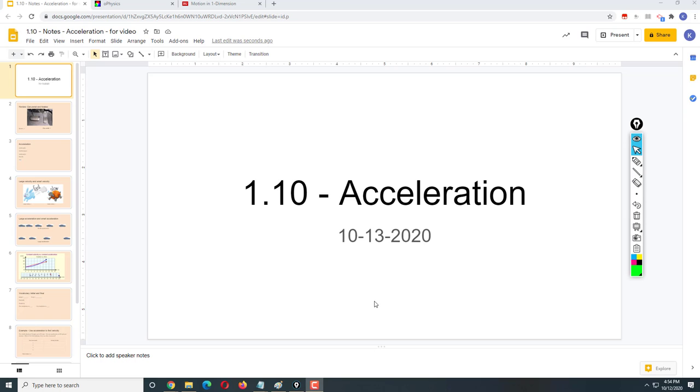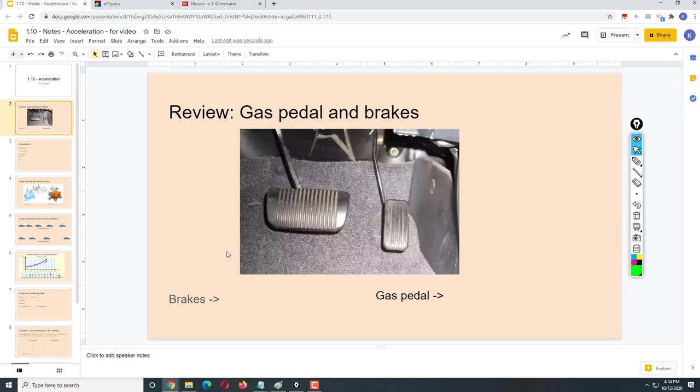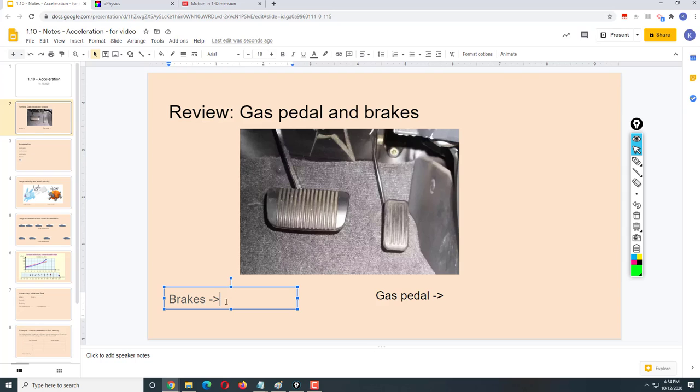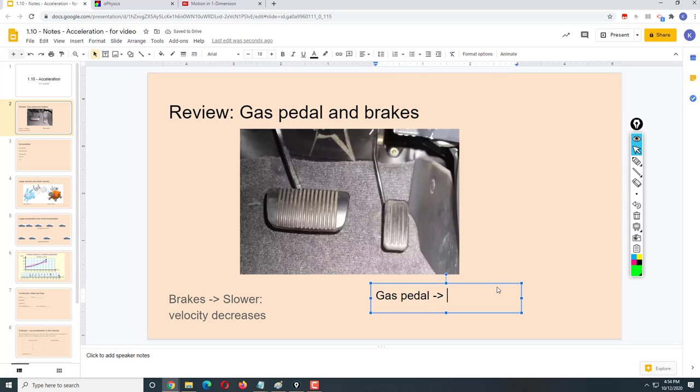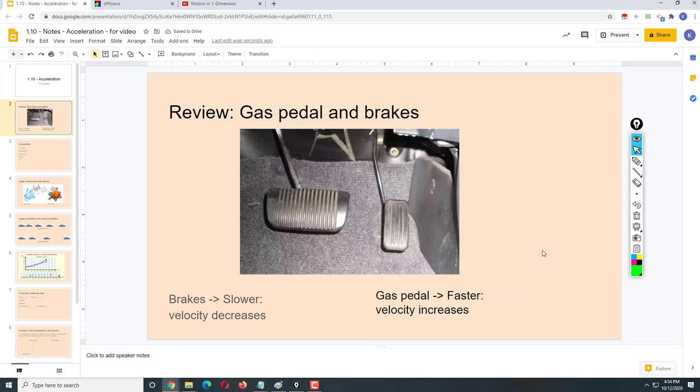Welcome to 1.10, acceleration. When we step on the brakes, we go slower. That means that velocity goes down, decreases. When we step on the gas pedal, we go faster, velocity increases. In both cases, we have acceleration. But what does acceleration mean anyway?